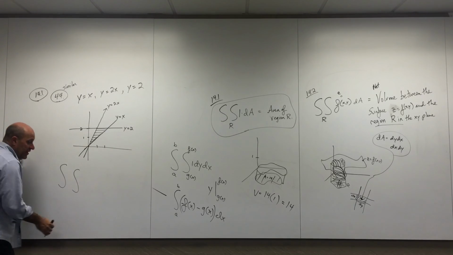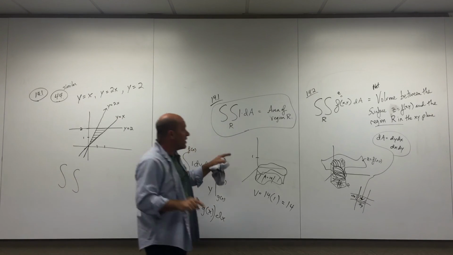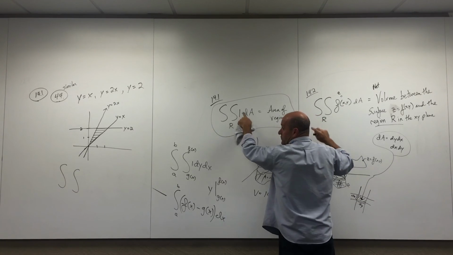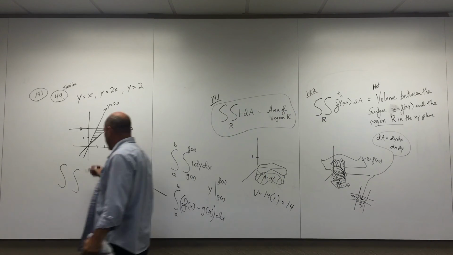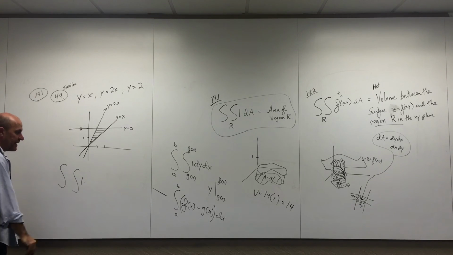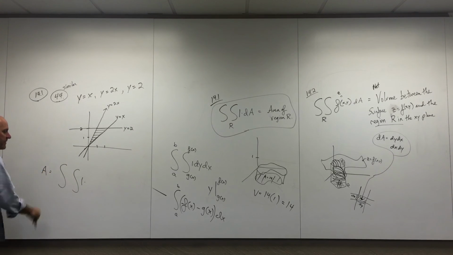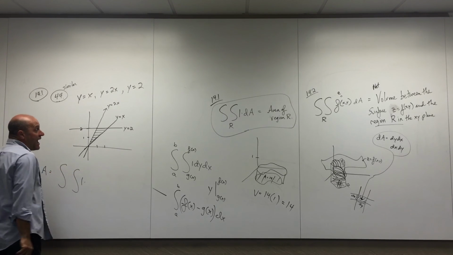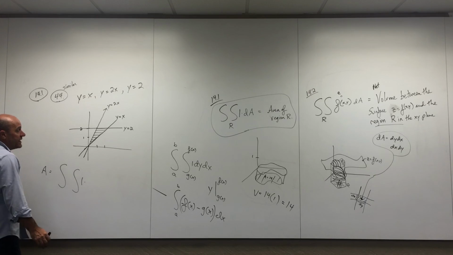Can we set up a double integral to do this? If I'm finding area, then what goes in the integrand? Just a 1. Okay, so I'm not integrating any function, just a 1 if I'm finding area like they think I am. Remember, it's really volume of something with a height of 1. And now dy dx or dx dy.